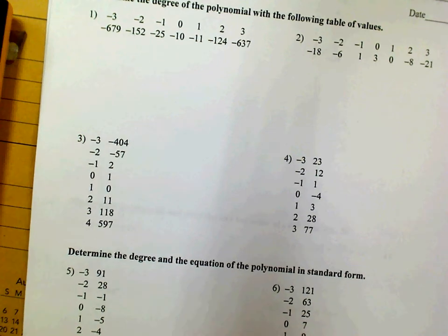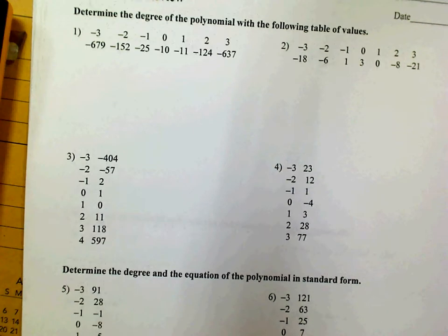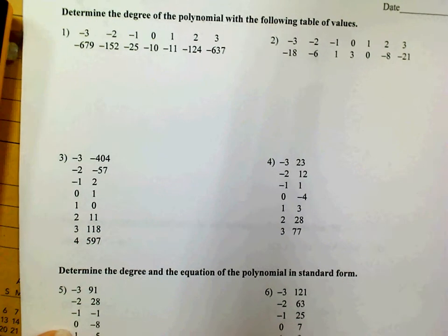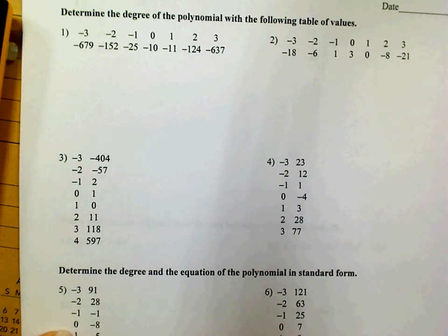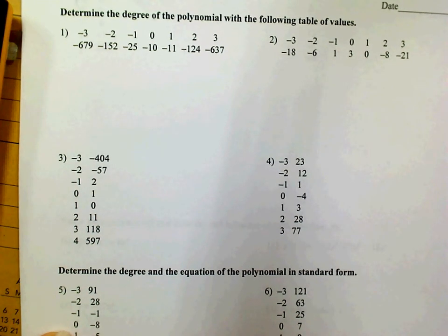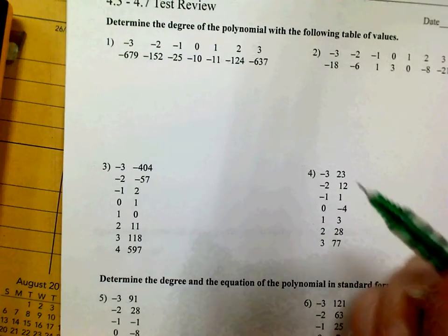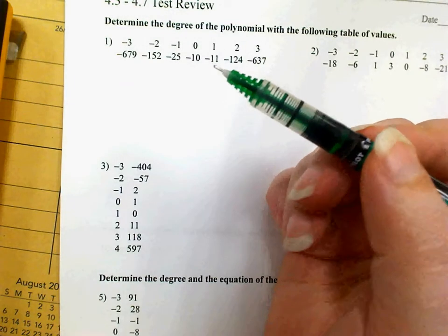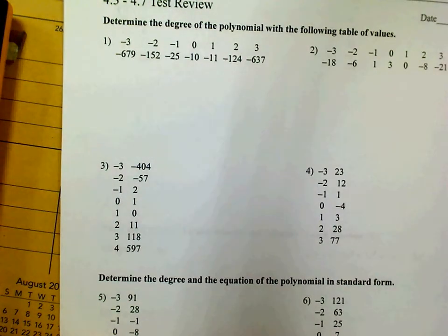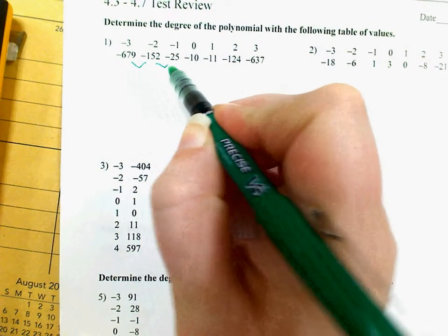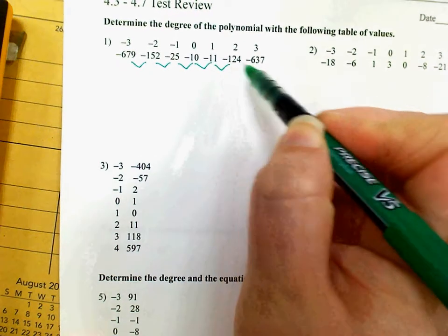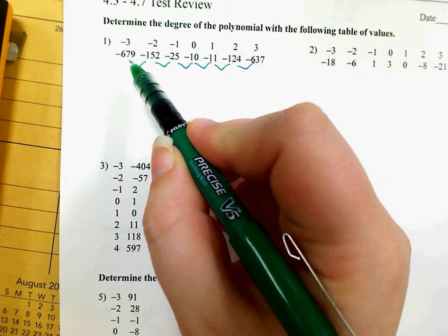Alright guys, the directions on 1 through 4 say determine the degree of the polynomial with the following table of values. So all you're supposed to do on 1 through 4 is determine the degree, okay? So what we need to do is find not the common difference, but find differences until we get to a common difference. So we need to find the differences between these terms, and remember that it's always the second minus the first.